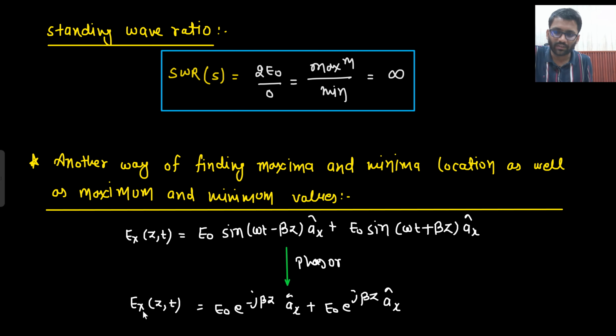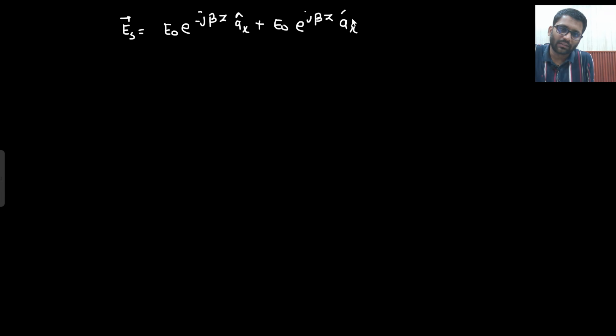So let me write it down again here. What I am taking is the phasor. This was actually a vector, so I am taking only the phasor part now. So Es I am getting E0 e to the power minus j beta z Ax cap plus E0 e to the power j beta z Ax cap. Is that correct?